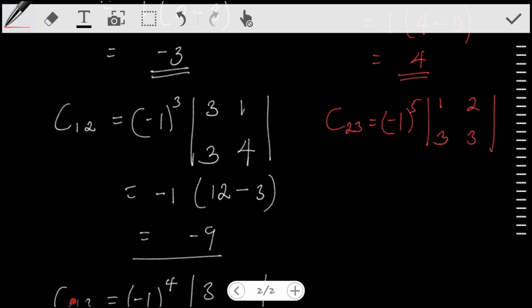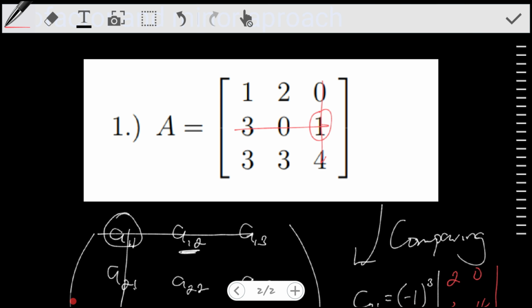So this will be equal to negative 1 into, now, 3 minus 6. So this will be negative 1 into negative 3. That means this will be equal to 3. Then that will be done.